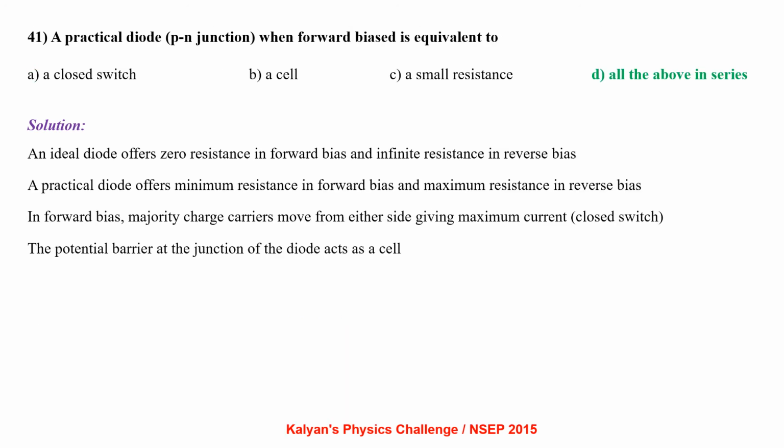A practical diode, PN junction type, when forward biased is equivalent to? An ideal diode offers zero resistance in forward bias and infinite resistance in reverse bias. A practical diode offers minimum resistance in forward and maximum resistance in reverse. So in forward bias, majority charge carriers move from either side, giving maximum current, that is a closed switch. The potential barrier at the junction of the diode acts as a cell. So the correct option is D.